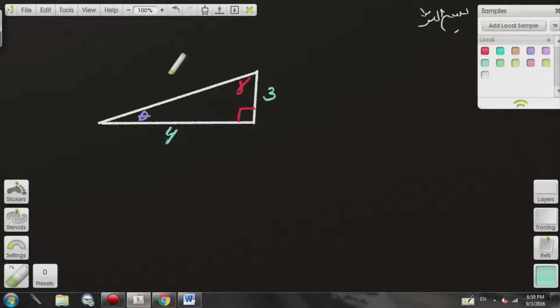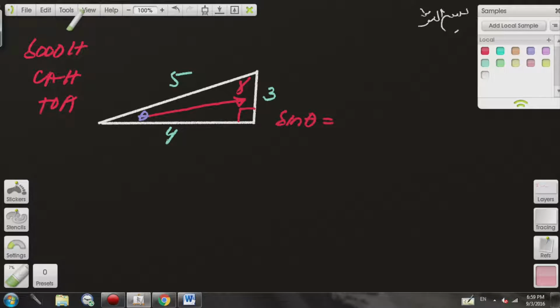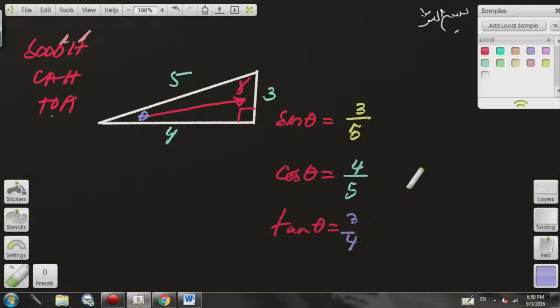I'm just going to make this up, 3, 4, 5. Sine of theta is going to be the side that's opposite. SOHCAHTOA. So sine of theta is opposite over hypotenuse. And then cosine of theta is going to be adjacent over hypotenuse. That's 4 over 5. And then tangent of theta is opposite over adjacent. That's 3 over 4.